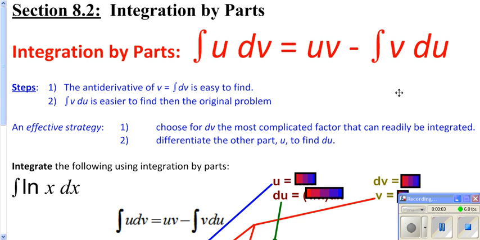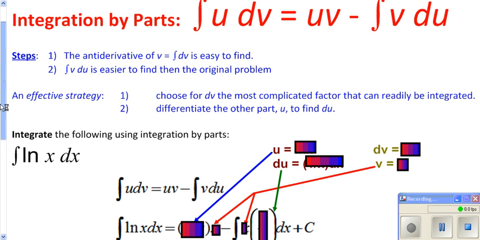Okay, we're going to look at integration by parts today. This is our formula for integration by parts. All your problems are going to be given to you in this form here of a u times a dv with your integral sign in front. What you're going to have to decide on is which part is the u and which part's the dv. Your formula then is you need to take u times v minus the integral of v du.